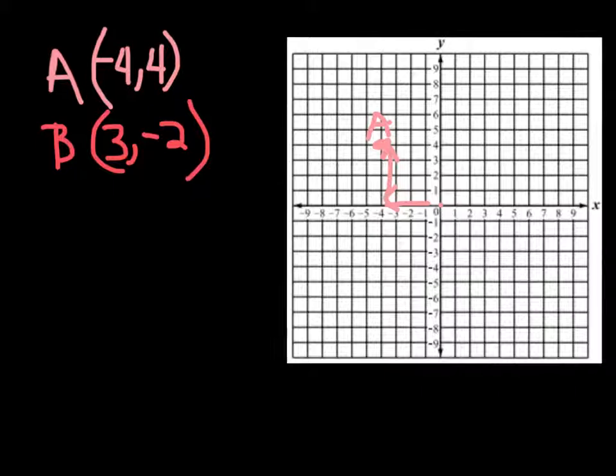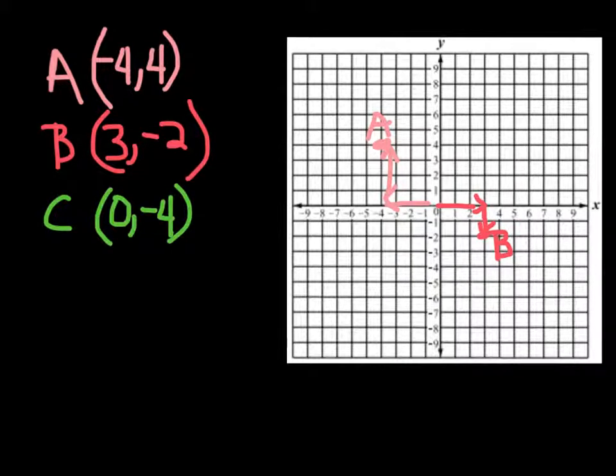Point B has the ordered pair of (3, -2). So if we begin at the origin, the x value is 3, so we're going to go to the right 3 units, and then we will go down 2 units. Okay, so that will be point B.